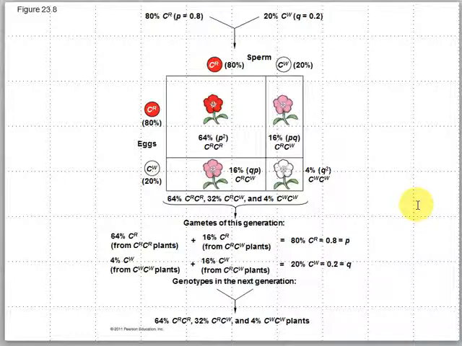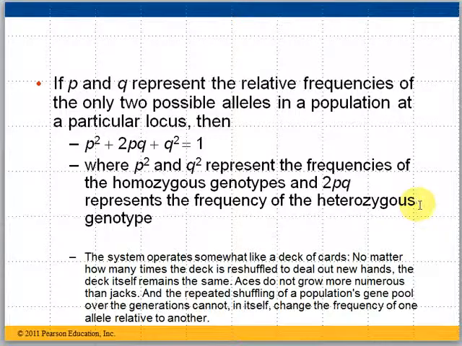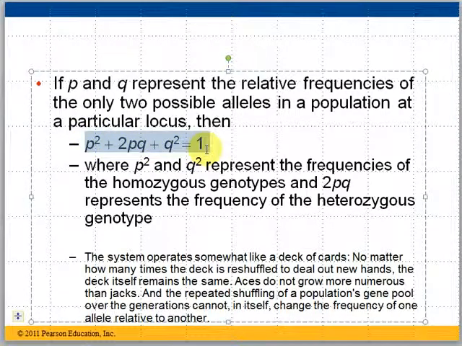So then we can boil down the Hardy-Weinberg equilibrium to a formula. If P and Q represent the relative frequencies of the only 2 possible alleles in a population at a particular locus, then we have this formula right here: P squared plus 2PQ plus Q squared has to equal 1. So P squared would represent our homozygous dominant, Q squared would represent our, say, homozygous recessive, and 2PQ would represent our heterozygous. Remember, we could get heterozygous in 2 possible combinations, PQ or QP.